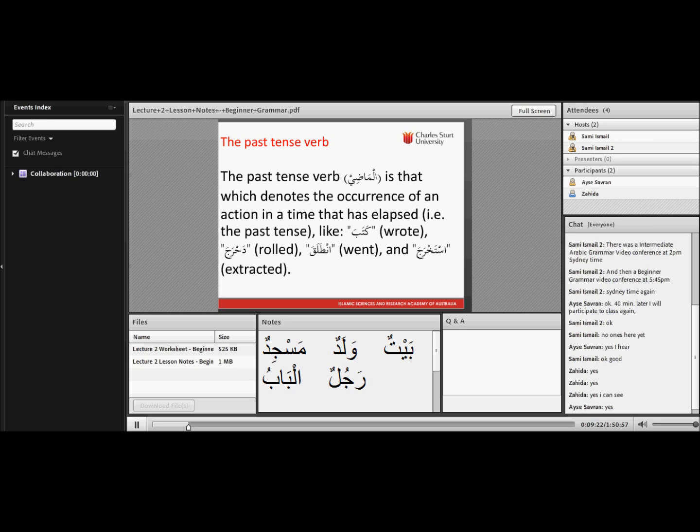Dahraja, rolled. Intalaqa, went. And istakhraja, extracted. So if an action is done in the past and it's finished, we term that as past tense verb. In Arabic it's called madi. And some examples can be akala, for example. Akala means ate. Kharaja means he left or left. And then there are a few more examples on our slides that we went through. So this is the past tense verb in the Arabic language, or the madi.